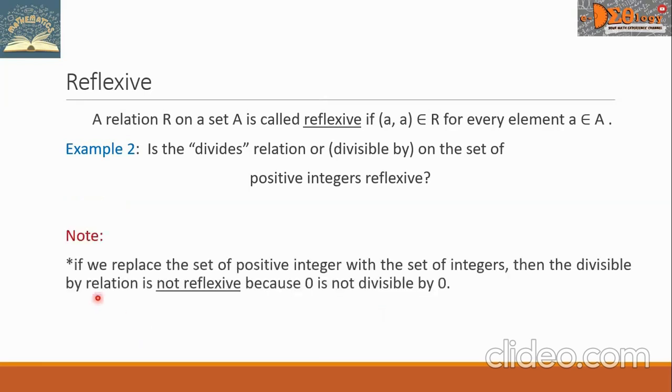There is a note. If we replace the set of positive integers with the set of integers, then the divisible by relation is not reflexive because 0 is not divisible by 0.